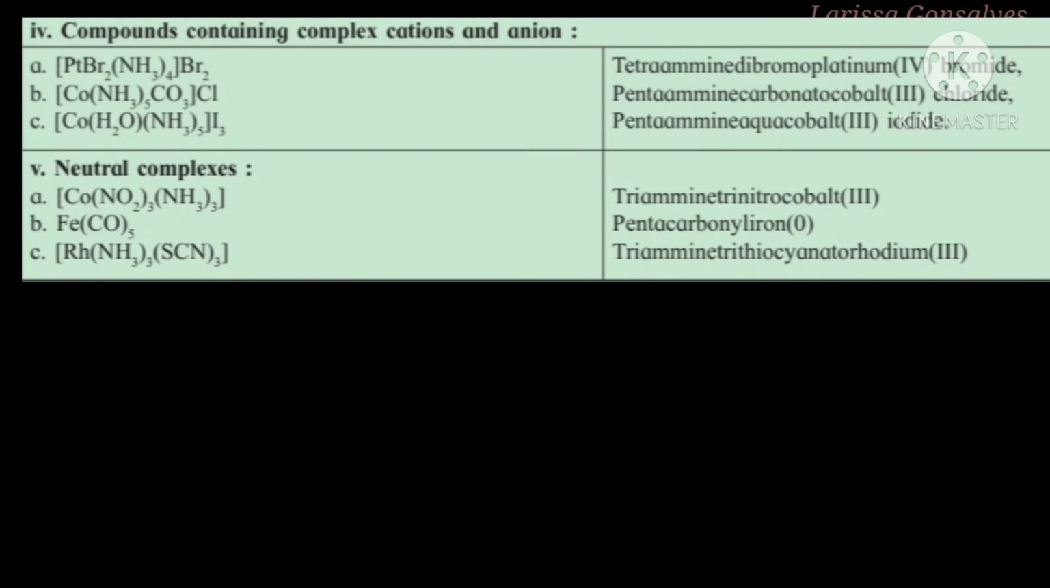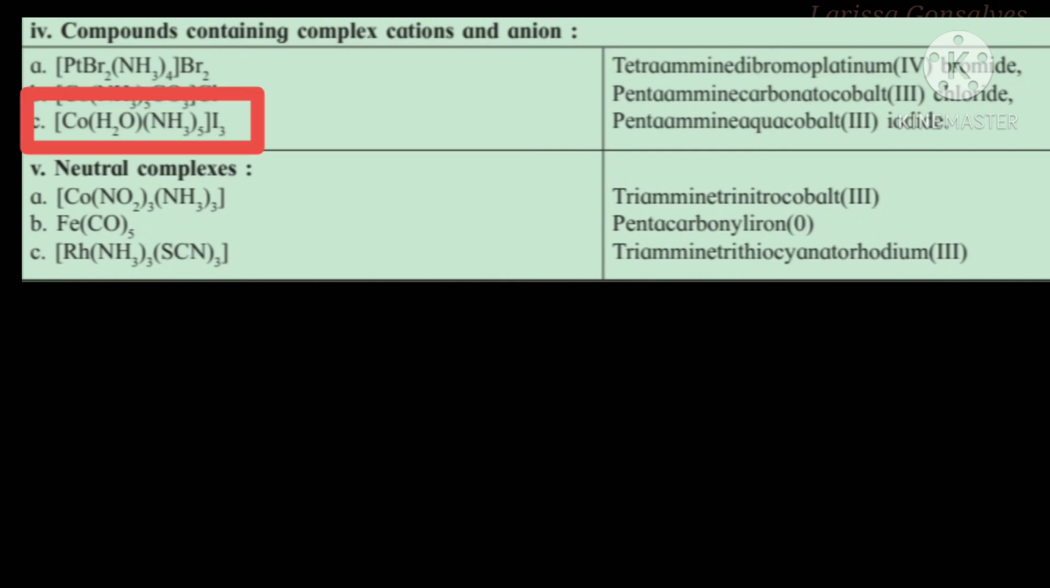The second example is inside the coordination sphere we have Co(NH3)5CO3, and outside the coordination sphere we have a chloride ion present. So here we are going to write pentaamine, CO3 is carbonato, cobalt, oxidation state of cobalt is 3, and chloride.